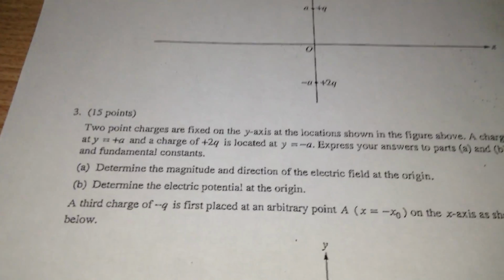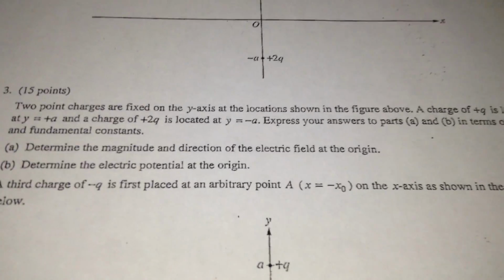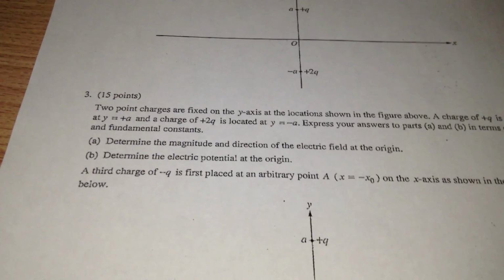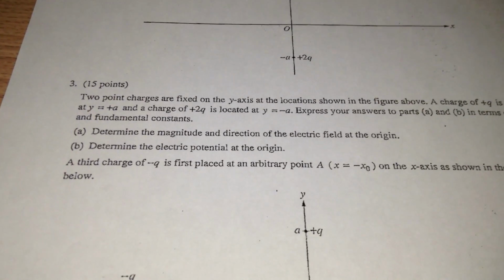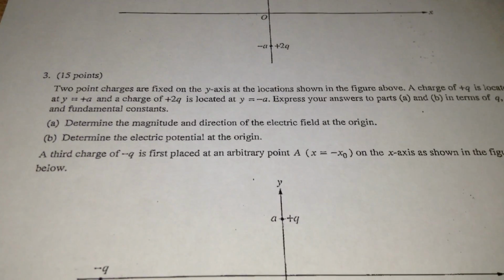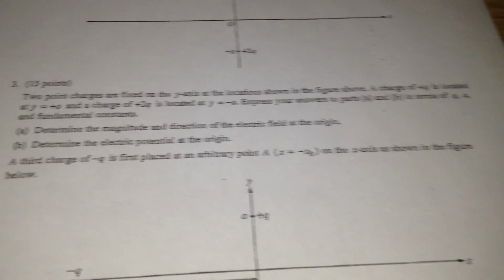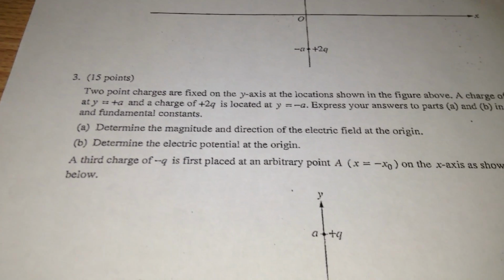It says, two point charges are fixed on the y-axis at the locations shown in the figure above. A charge of positive q is located at y equals positive a, and a charge of positive 2q is located at y equals negative a. Express your answers to parts A and B in terms of q, a, and fundamental constants.